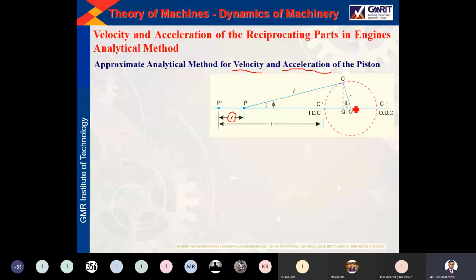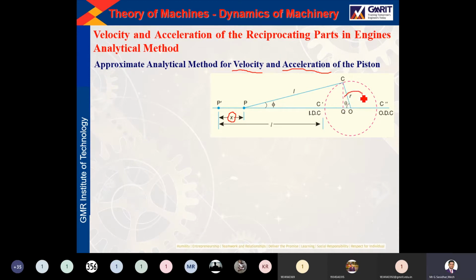Okay. Now look at that. When the crank rotates like this, clockwise or anti-clockwise, at the inner dead center point C is C dash, and at the outer dead center point C is C double dash. So the crank has two extreme points, C dash and C double dash. At C dash the angle is 0. Yes or no? When the crank OC is at C dash, it is horizontal and the angle is 0. Now it rotates again like this.